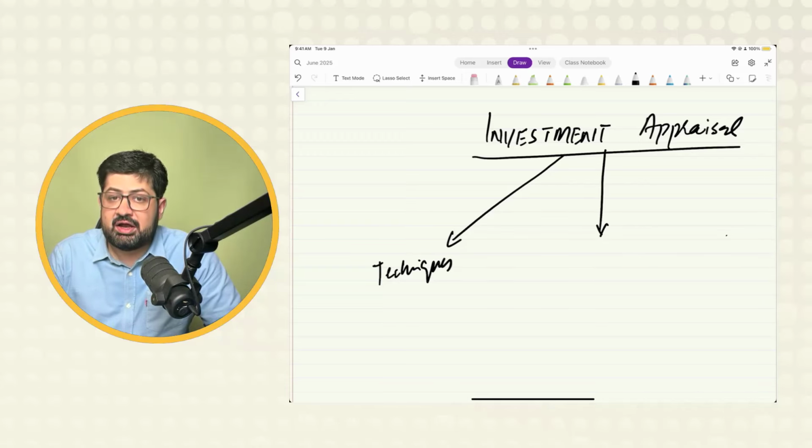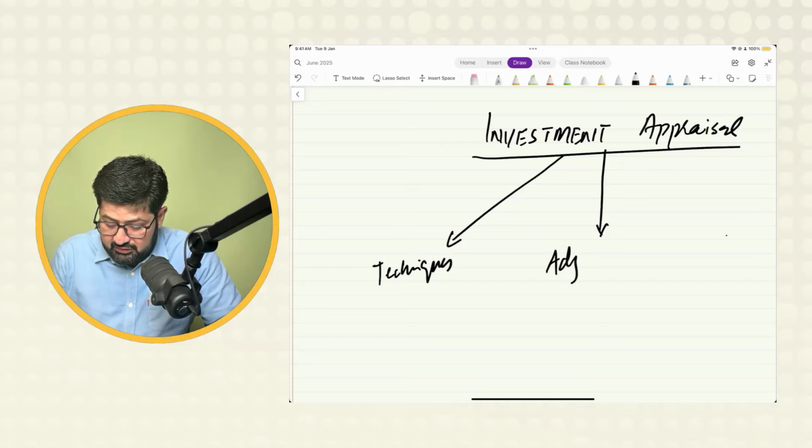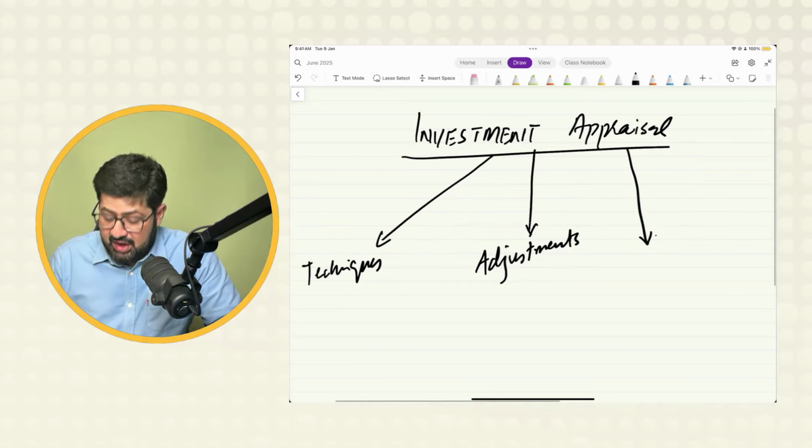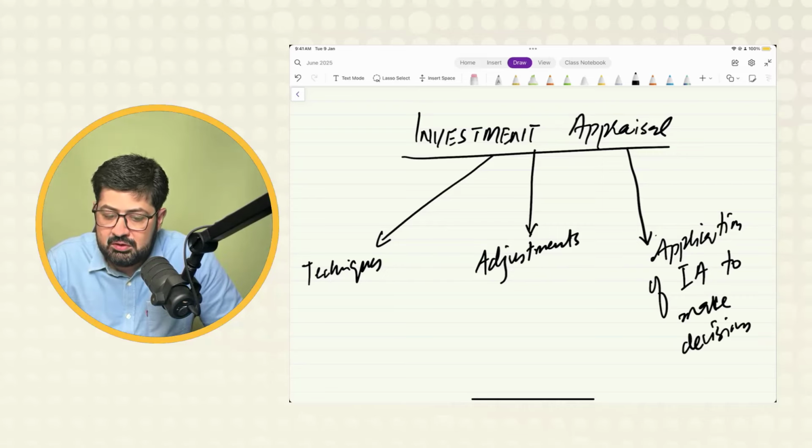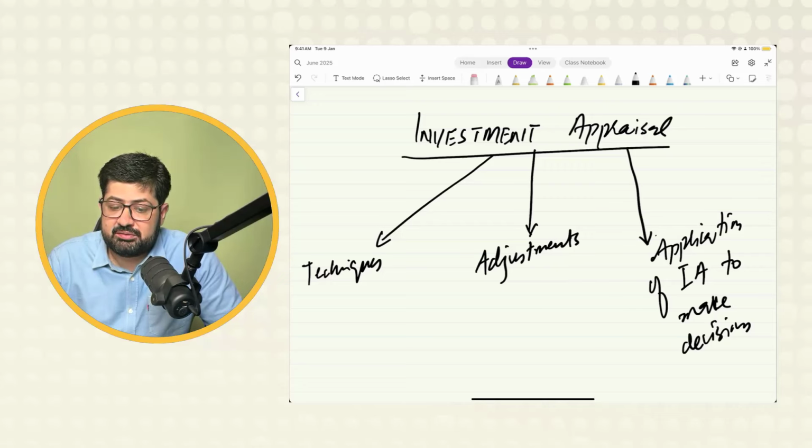Second, adjustment in the investment appraisal. And the third one is decision making, application of investment appraisal, the application of investment appraisal to make decisions. So 3 sections are there.